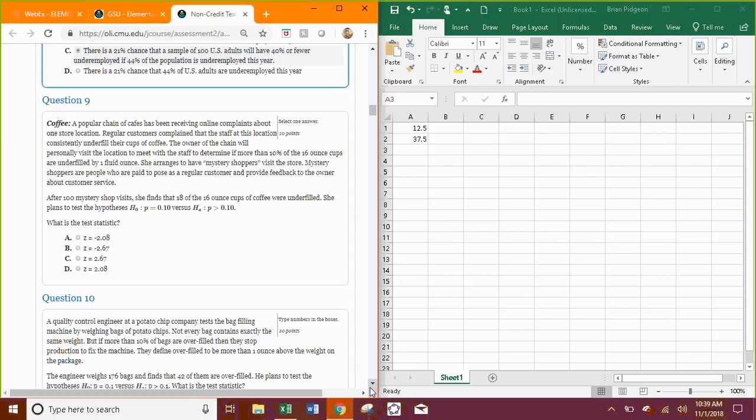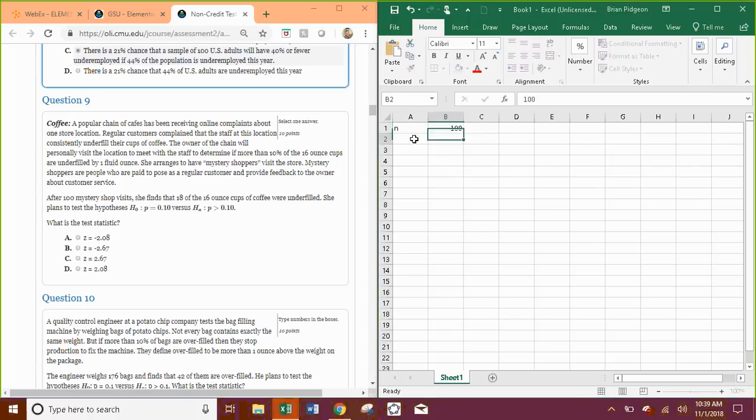Coffee. A popular chain of cafes has been receiving online complaints about one store location. Regular customers complain that the staff at this location consistently underfill their cups of coffee. The owner of the chain will personally visit the location and meet with the staff to determine if more than 10% of the 16-ounce cups were underfilled by 1 fluid ounce. She arranges to have mystery shoppers visit the store.